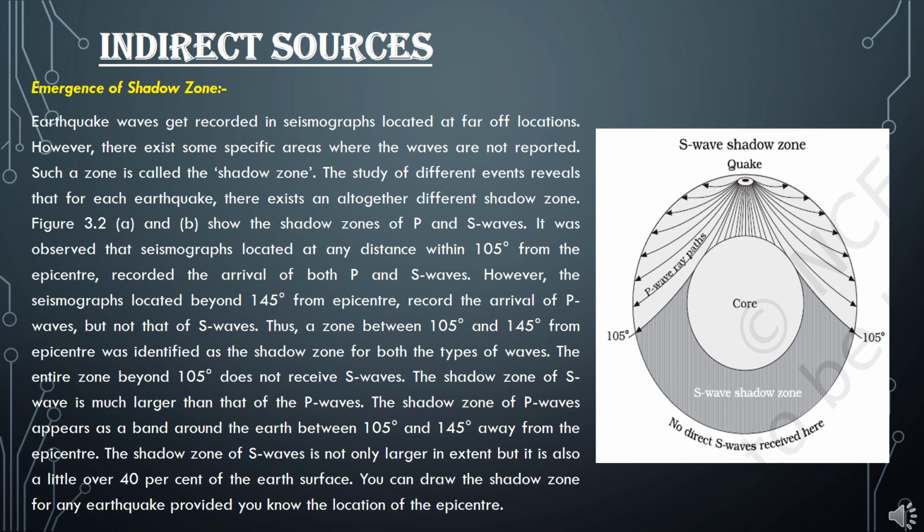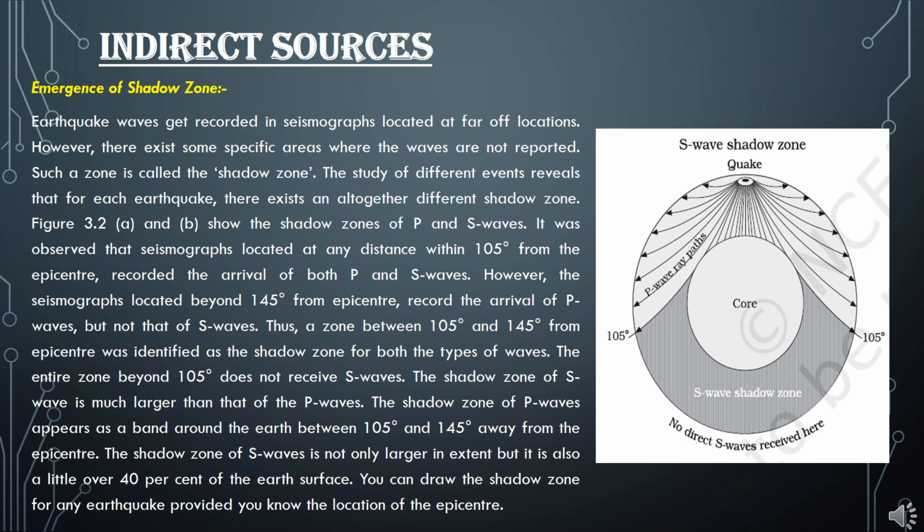It was observed that seismographs located at any distance within 105 degrees from the epicenter recorded the arrival of both P and S waves. However, the seismographs located beyond 145 degrees from epicenter record the arrival of P waves, but not that of S waves. Thus, a zone between 105 degrees and 145 degrees from epicenter was identified as the shadow zone for both the types of waves. The entire zone beyond 105 degrees does not receive S waves. The shadow zone of S wave is much larger than that of the P waves.